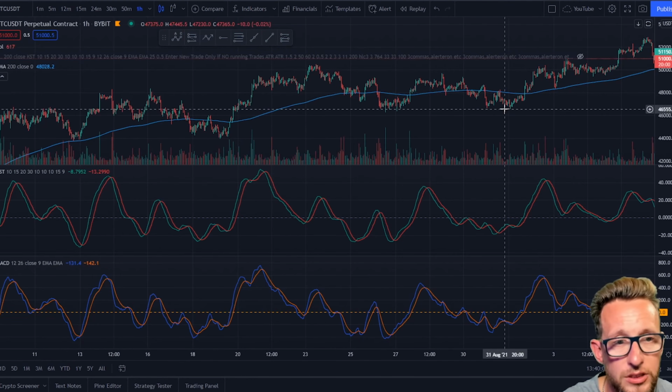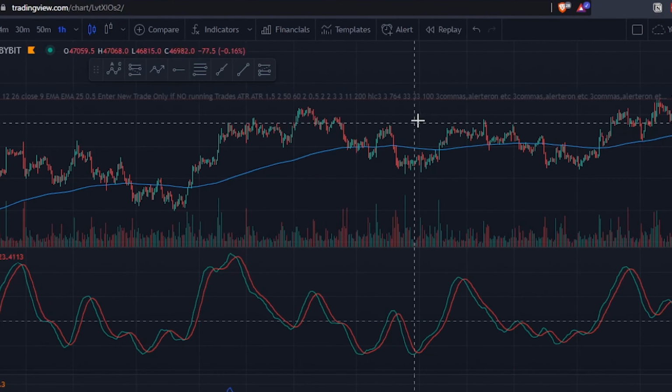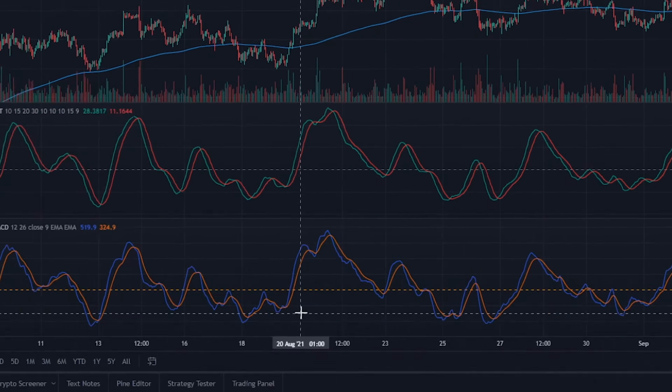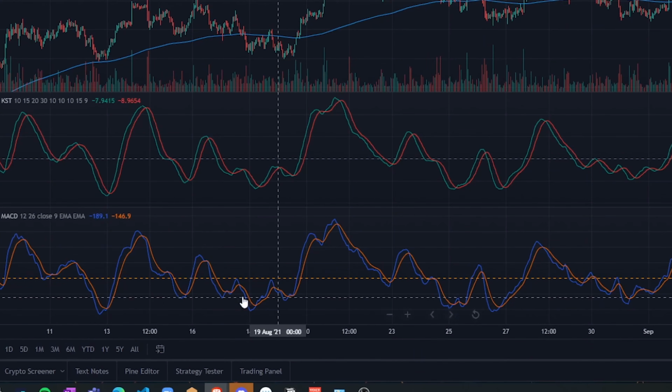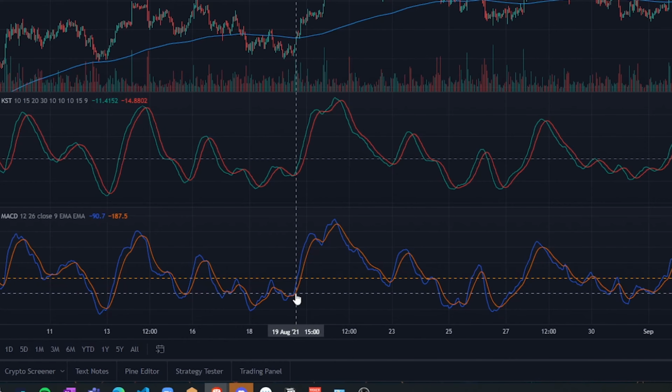So our strategy today will use the 200 EMA line here, which will give us the trend direction. So when we're above the 200 EMA, we're looking for long positions, and when we're below the 200 EMA, we're looking for short positions. On the MACD, when we're below the zero line, we're looking for a crossover of the blue line, which is the MACD line, above the orange line, which is the signal line. And we're going to get an entry there.